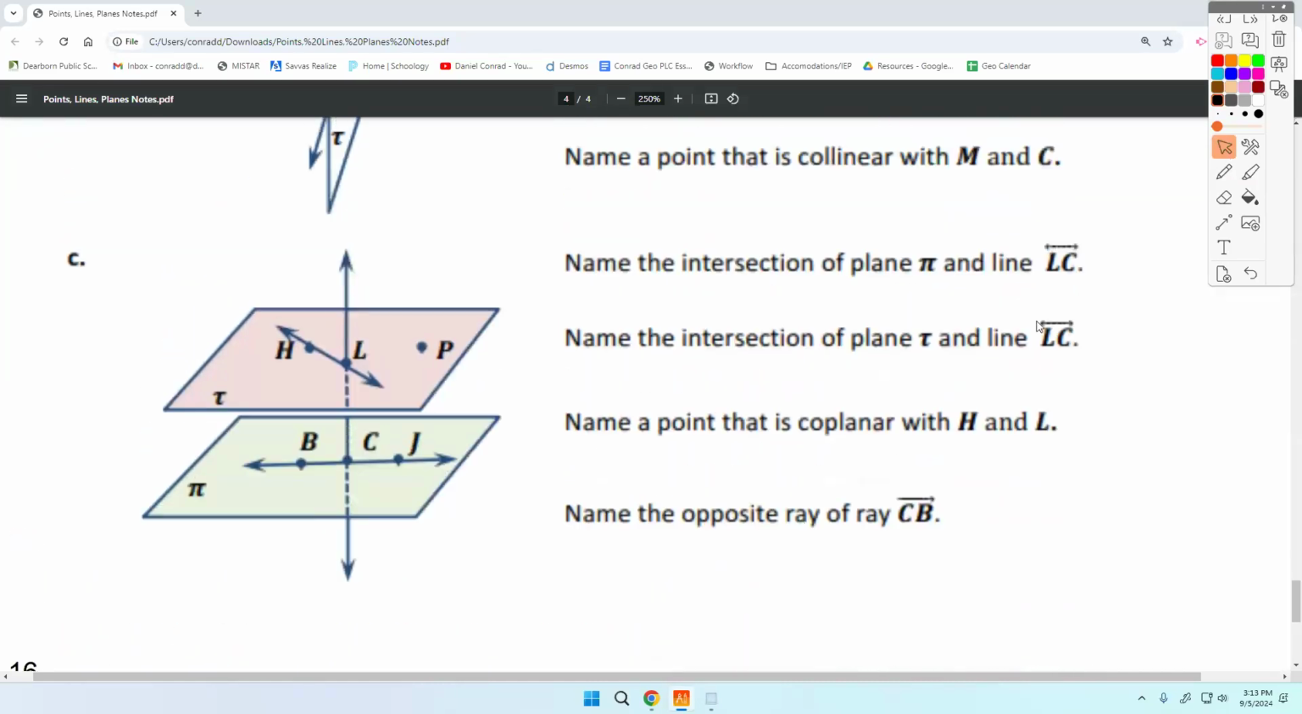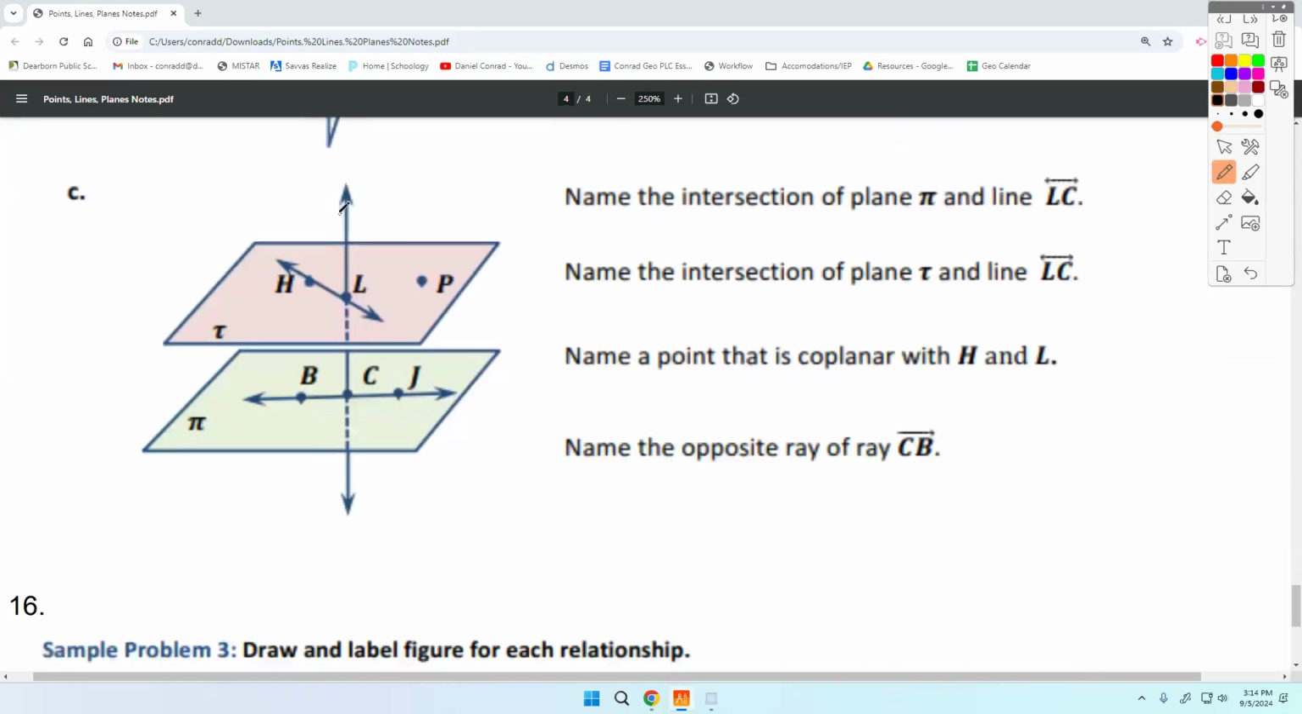Last diagram here. So we have the line LC, which is this line. It's going down through both planes. So on plane tau, or plane T, it's going to intersect at L. It goes down between the planes, and then it intersects plane pi at C. So the intersection of the line in plane pi is C. The intersection of plane tau and LC is going to be L, or again, plane T. This is really the Greek letter tau, not a T, but either way, it doesn't matter.